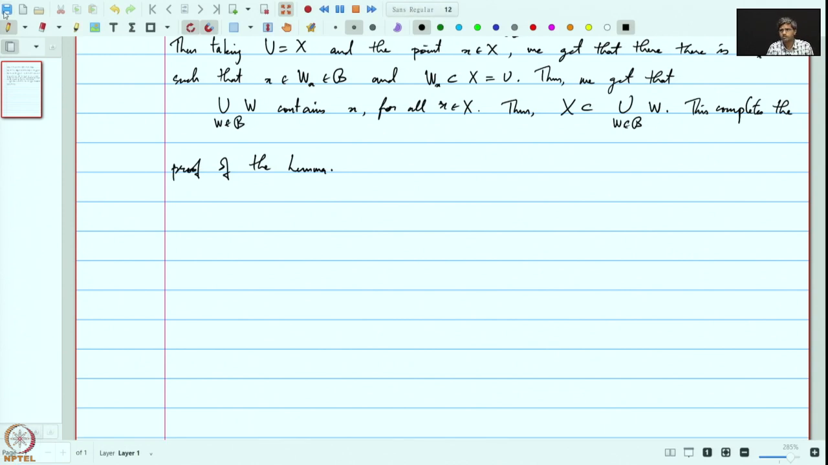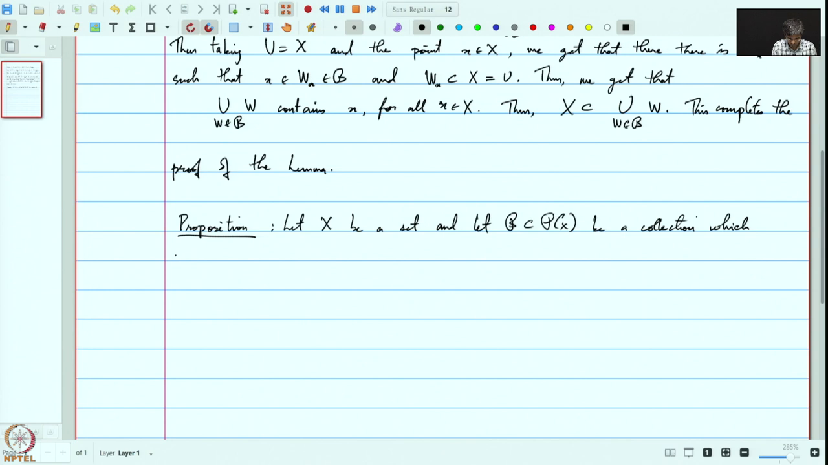So now we will prove this very important proposition, which tells us when a subset of the power set can be used to generate a topology. What it means to generate a topology, we will explain just now. So proposition. Let X be a set, and let B, contained in the power set of X, be a collection which satisfies the following two properties.